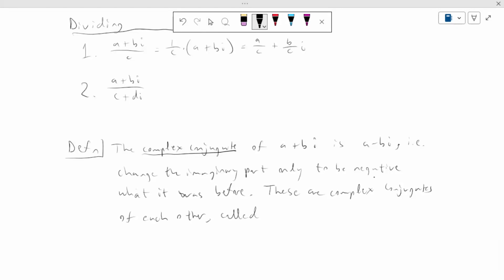Called a complex conjugate pair. Complex conjugate pair. All right, so complex conjugates always come in pairs.